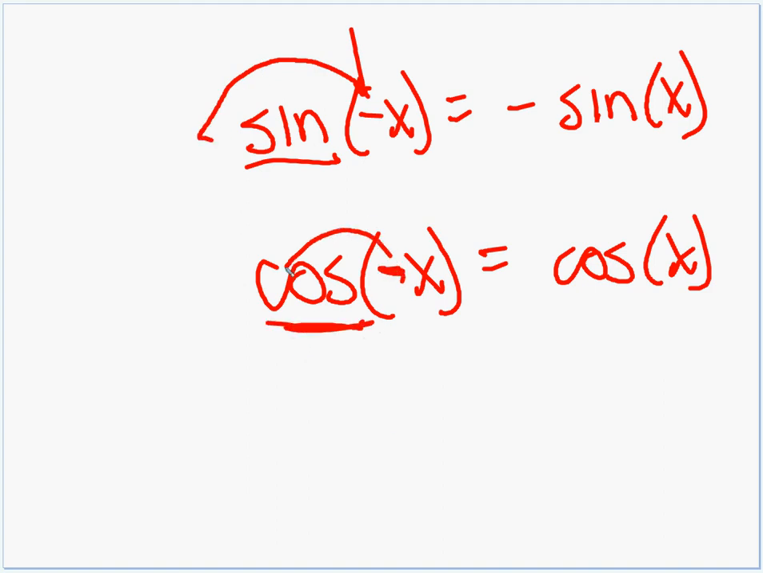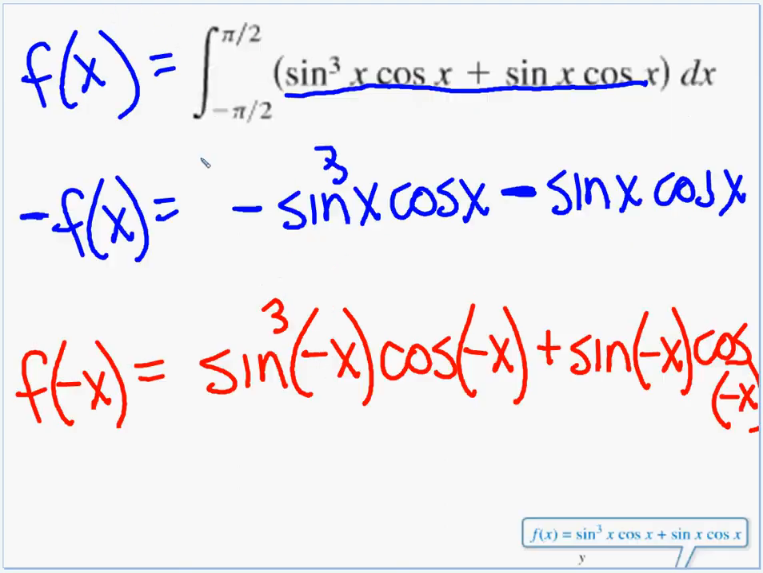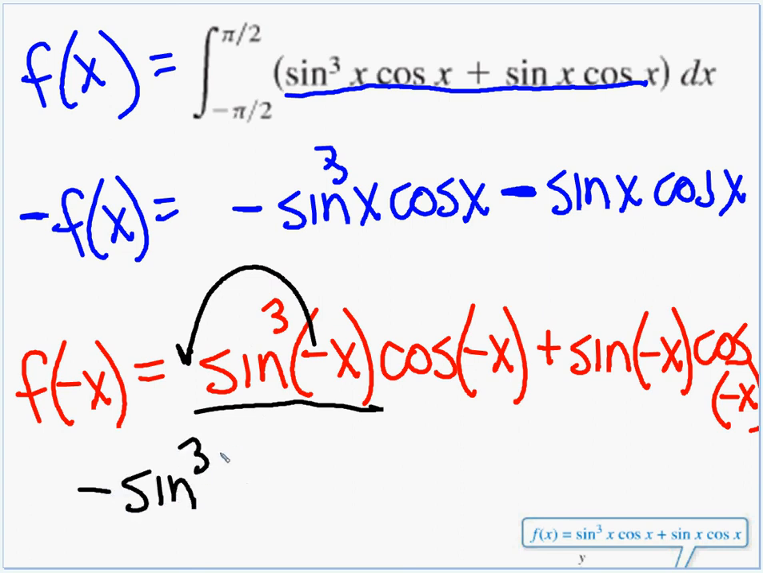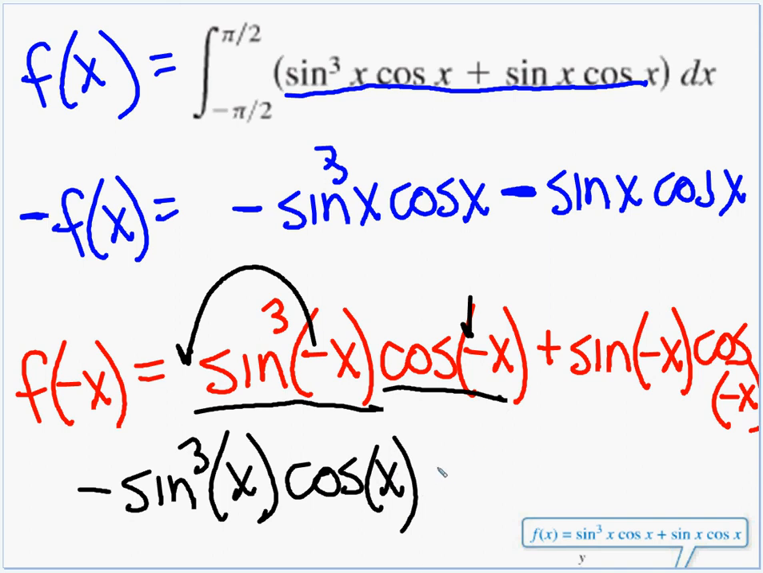So let's go down here. This first term, that negative is going to escape. So now it's out front: negative sine cubed of x. And remember, the cos is hungry. That negative gets eaten up. So this just stays the cos of x. Here we've got another sine of negative x. That negative will escape and turn this plus to a minus sine of x. And now we've got a cos of a negative, and that cos is hungry. It's going to eat that negative up. So now that's just a cos of x.